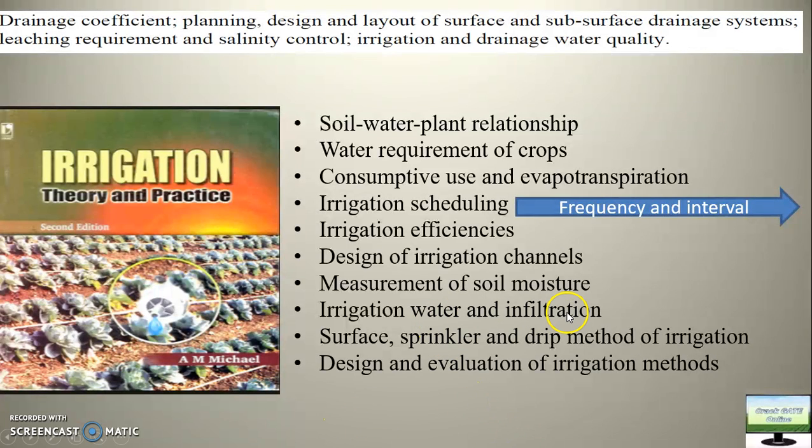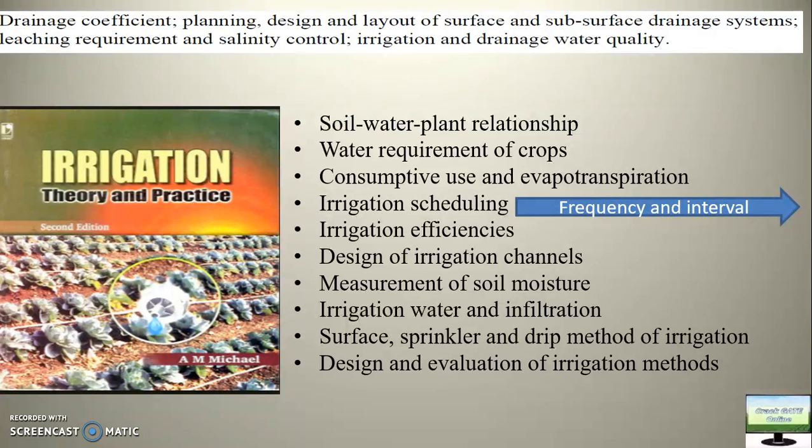Irrigation, water and infiltration, surface, sprinkler and drip method of irrigation. So which is the most efficient type of irrigation? Definitely drip method. So you study which type of irrigation method you need to use and what is the basic difference between all these methods. For sprinkler and drip, you will not get many numerical questions.